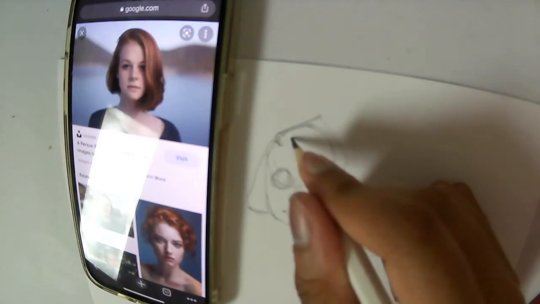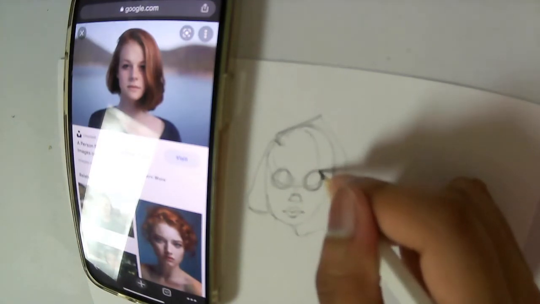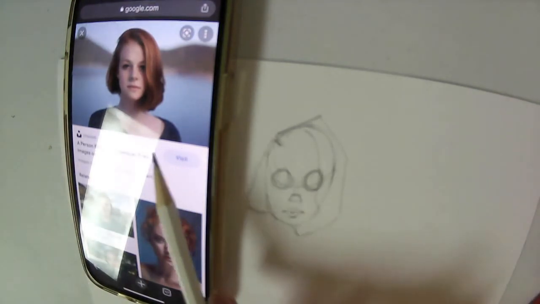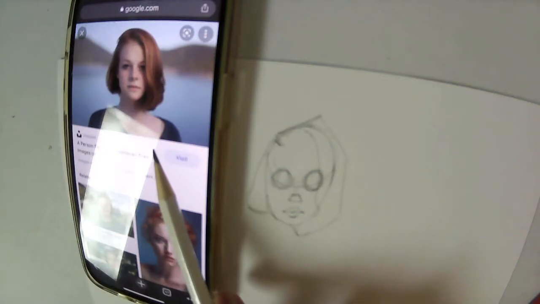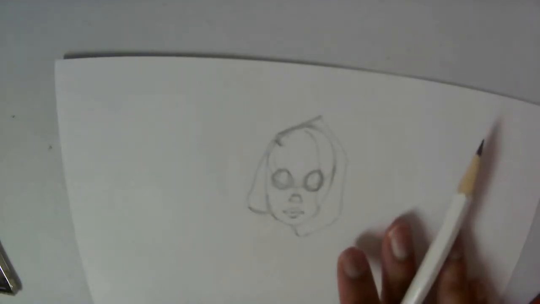And if you want to improve on this, I suggest you use references like this. You use real people, and you start drawing real people in order to get a feel for which goes where, so that you can do this with way more ease. Alright, so enough about that. Now we're going to draw the details.